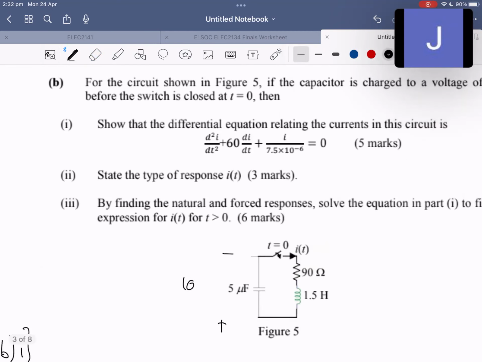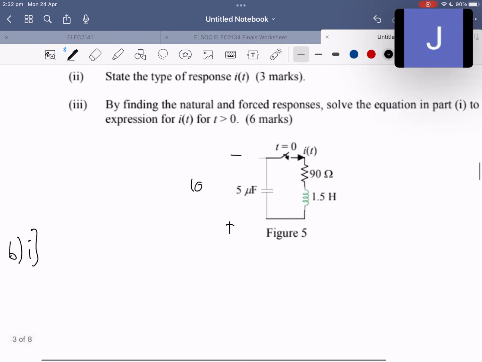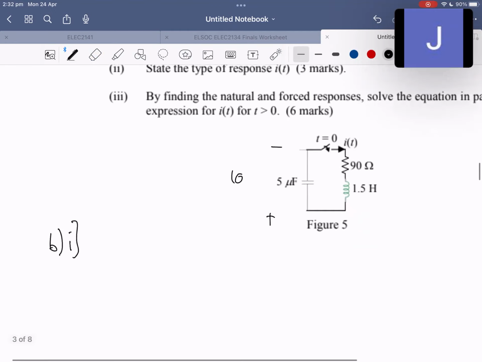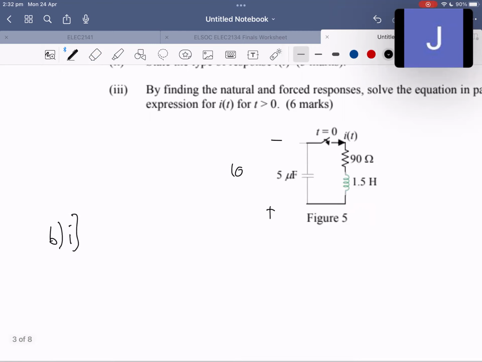So first of all, show that the differential equation relating the currents in the circuit is d squared I on dt squared plus 60 dI on dt plus I over 7.5 microfarads. For this, we want to consider the portion of time where t is greater than 0. So when the switch is closed, you just have this circuit. You've got a resistor, and then that's in series with an inductor.